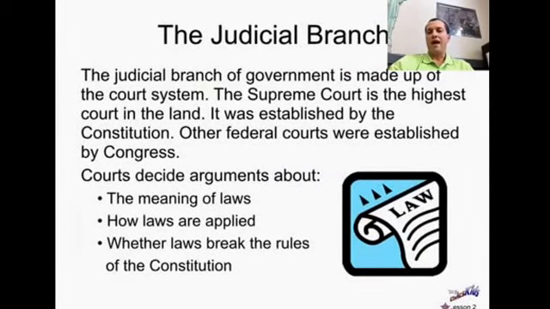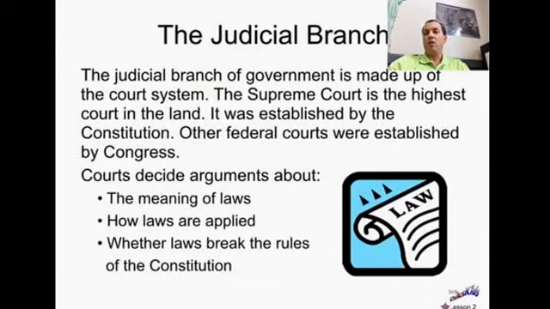The Supreme Court is the highest court in the land. It was established by the Constitution. Other federal courts were established by Congress. Courts decide arguments. They decide about the meaning of laws, how laws are applied, whether laws break the rules of the Constitution. The Supreme Court justices are appointed by the President of the United States.